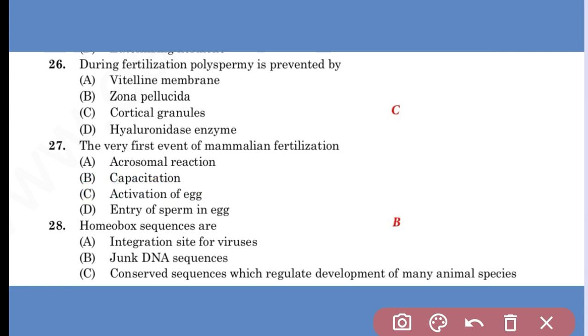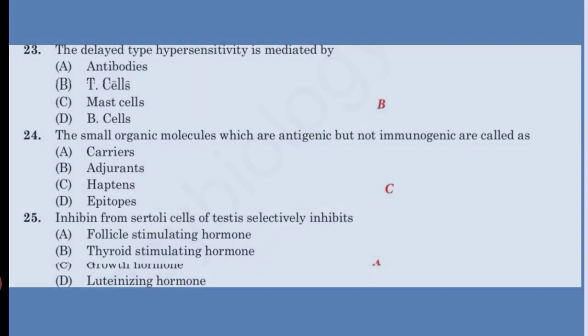The next: homeobox sequences are. A homeobox sequence is a DNA sequence of around 180 base pairs that regulates the anatomical features in the early stages of embryonic development, and these are regulated by genes known as HOX genes. So the answer of this question is option B, junk DNA sequences. These are not any kind of integration site for viruses or conserved sequence. So option B is the answer of this. Then moving to the next question.